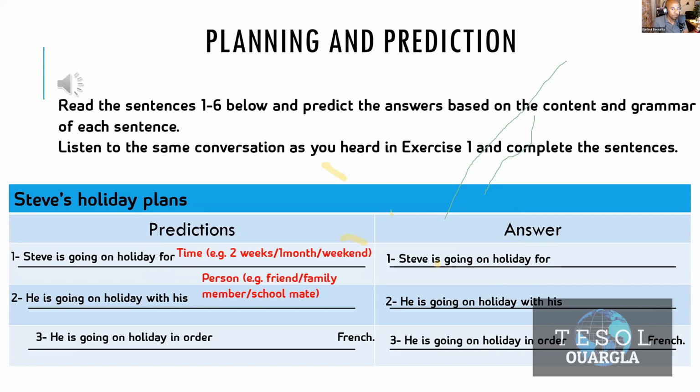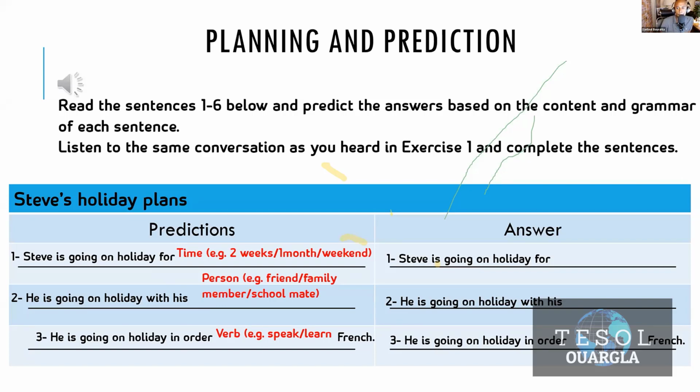Then he's going on holiday in order. Here we are looking for a verb. This is why we said grammar. So in order to learn. Excellent. So it can be a verb, to speak French, to learn French, etc. All right. Now, let's listen. And this is not an exercise for you, by the way. I know your listening is perfect. But just to have an example, right? Let's listen. And you can now get the answer.